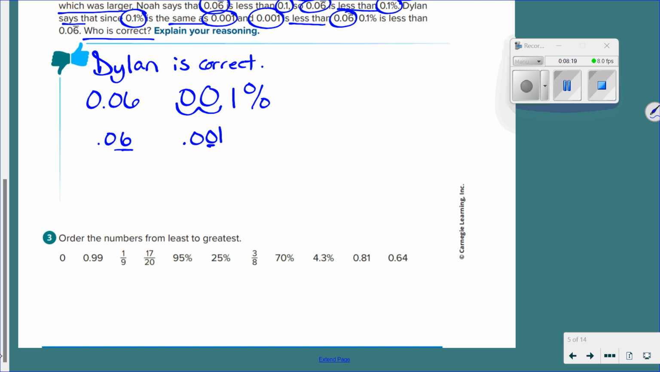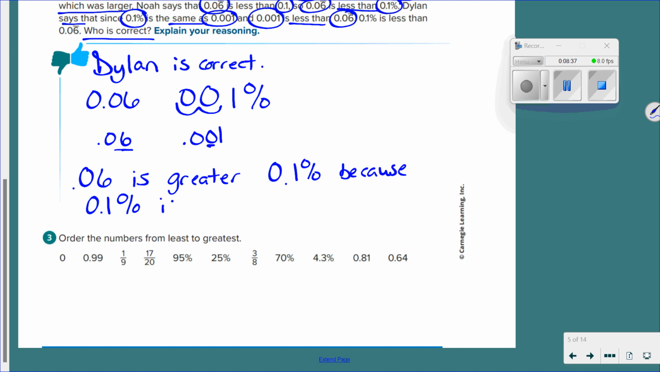Make sense? So 600ths is greater than 1/10% because 1/10% is 1,000th as a decimal. Any questions about that? You have to pay attention to what they are telling you.